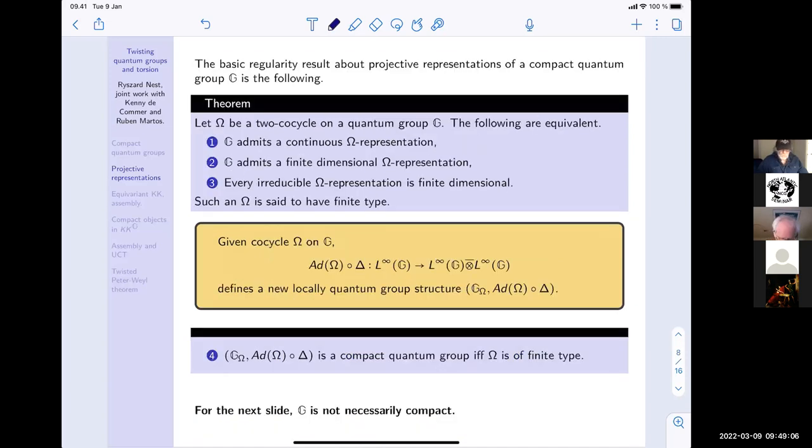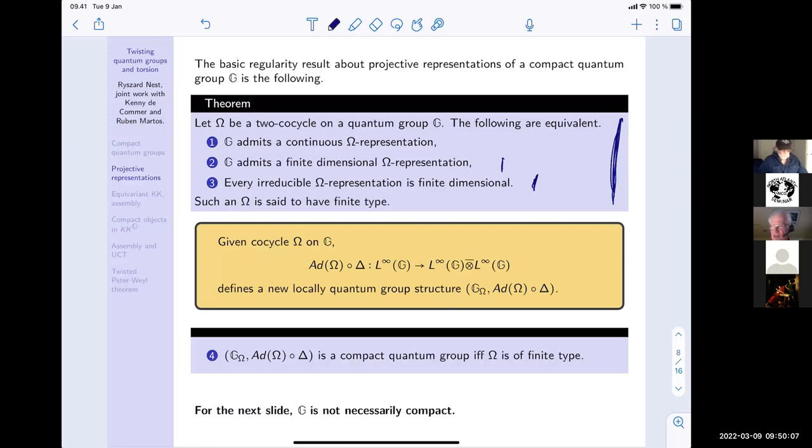Now, regularity about these projective representations of compact quantum groups. As I said, there are cocycles which are not continuous. We have continuous cocycles and not continuous cocycles. Remember, there was a question whether it sits in C(G) tensor C(G) or whether it's in L infinity tensor L infinity. So the basic result about that is the following. Either G admits a continuous cocycle, a map from K to K tensor C(G), and it admits a finite dimensional twisted projective representation, or every irreducible representation is finite dimensional. So these two cocycles for a compact quantum group are either very nice or very bad.